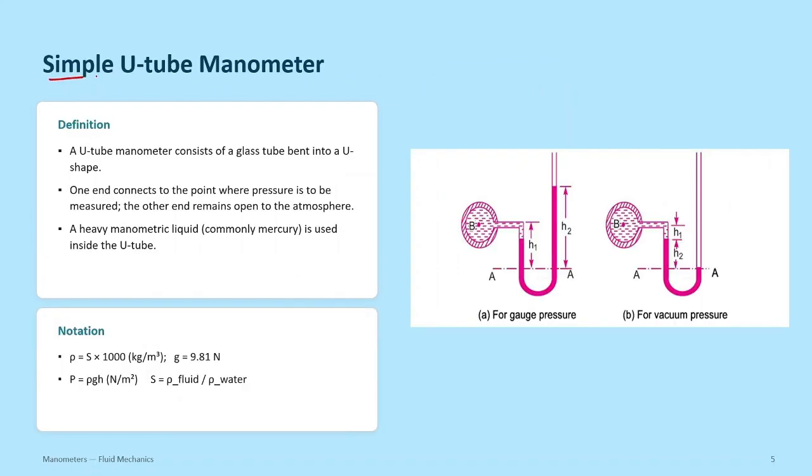Now next is the simple U-tube manometer. Definition: a simple U-tube manometer consists of a glass tube bent into a U shape. It means this device is called a U-tube manometer because the glass tube is bent in the shape of a U, like this. Like you can see here, this is in the shape of U.